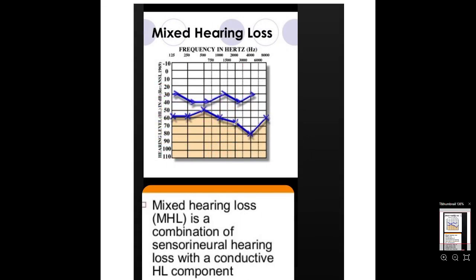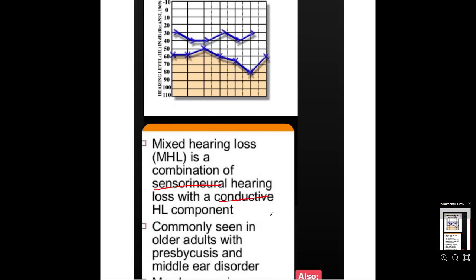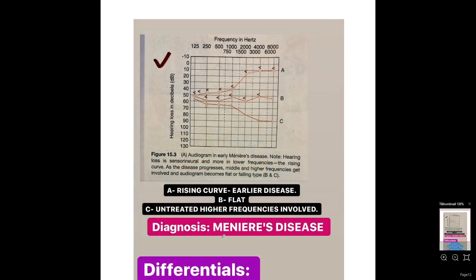This is for the mixed hearing loss. Okay, it is the combination of sensorineural with conductive component. It can be seen in older adults with presbycusis, meaning old age hearing loss. It is conductive as well as sensory neural. Okay.